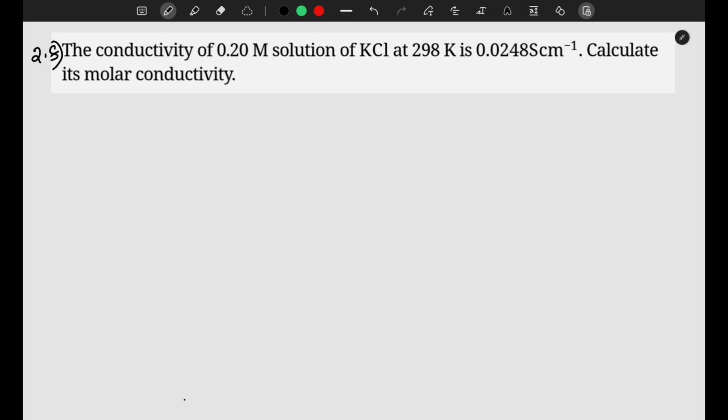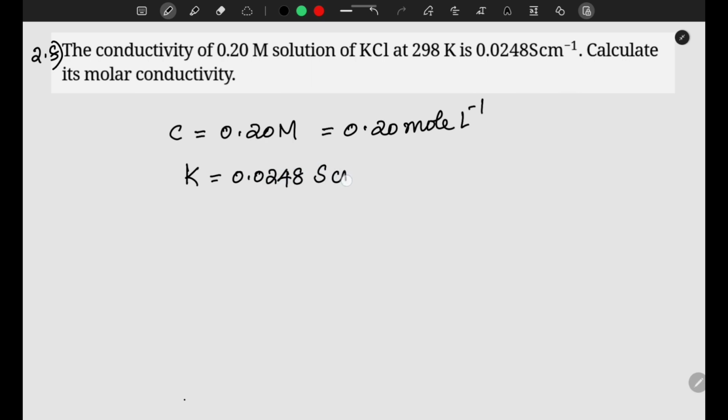Conductivity of 0.20 molar solution of KCl at 298 Kelvin is 0.0248 Siemens centimeter inverse. Calculate its molar conductivity. Here concentration is given as 0.20 molar, that means 0.20 moles per liter, and conductivity is 0.0248 Siemens centimeter inverse. So molar conductivity is equal to conductivity by C.